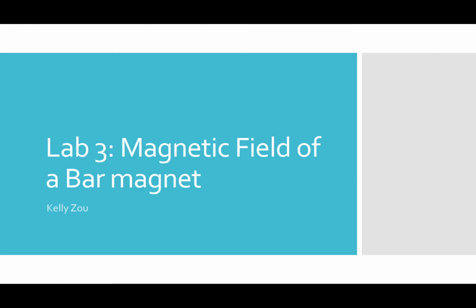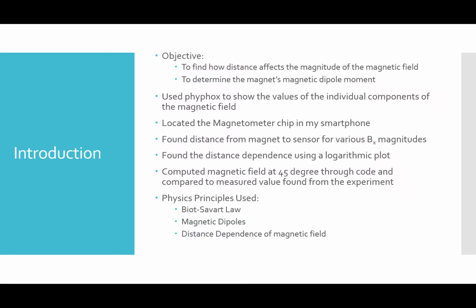My name is Kelly Zoe, and this is my Lab 3, magnetic field of a bar magnet. The objective is to find how distance affects the magnitude of the magnetic field and also to determine the magnet's magnetic dipole moment. I used Firefox to show the values of the individual components of the magnetic field.